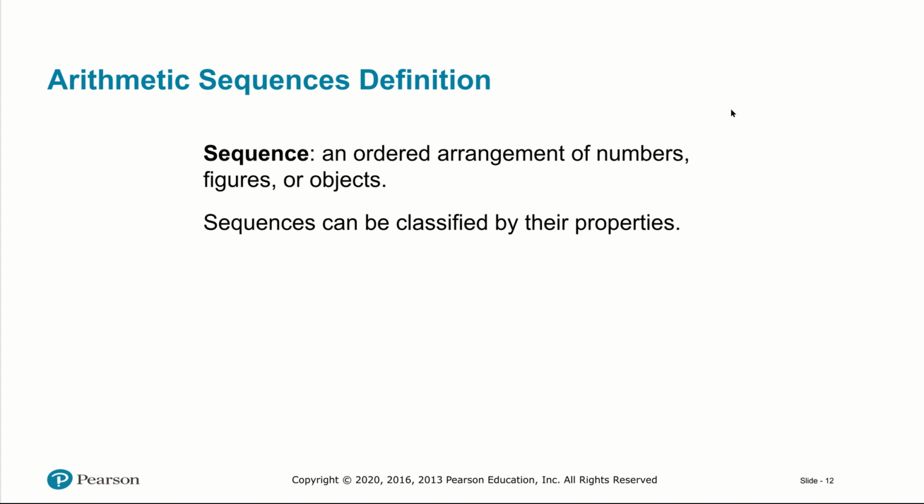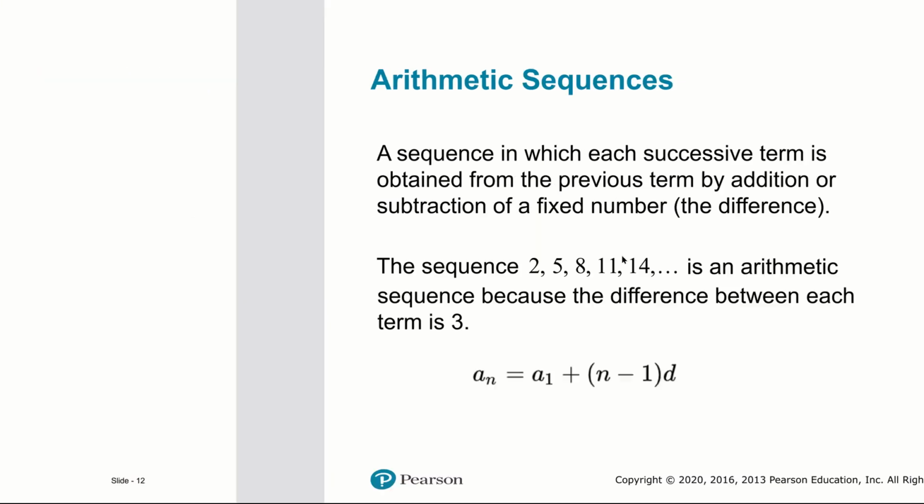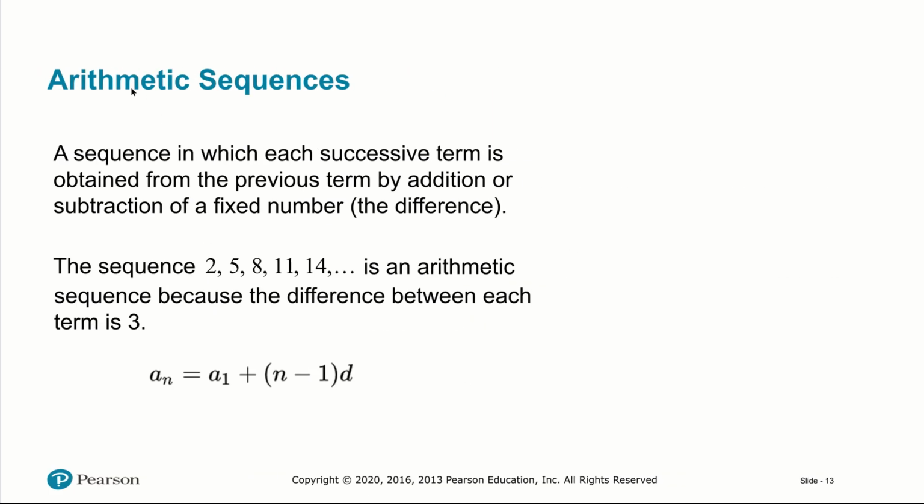All right, next we want to look at some sequences. A sequence is an ordered arrangement of numbers, figures, or objects. They usually are classified by their properties. And one of the first types of sequences that we're going to study is what's called an arithmetic sequence. An arithmetic sequence is one in which each successive term is basically obtained from the previous term by addition or subtraction of a fixed number.